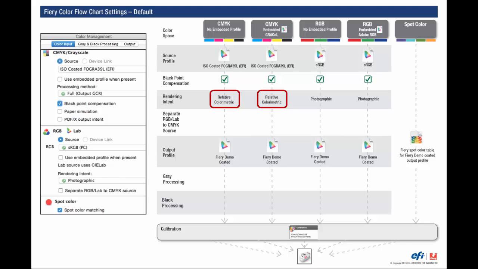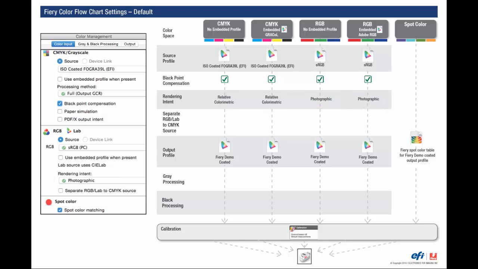There is a control for what's called the processing method. This should always be set to full output GCR to get the proper color precision for color certification and to get the right colorimetric appearance of the output. Regardless of how the processing method is configured, something like the relative colorimetric rendering intent is always used, and this is the right intent for CMYK page objects. RGB page objects have their rendering intent set in the RGB LAB section at the bottom of the controls, and as you can see by default on most modern Fieries, this is set to photographic, the right rendering intent for RGB.